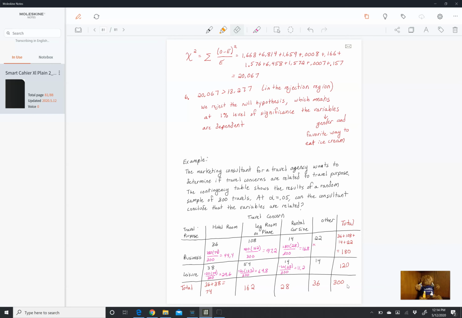Here, row total, 180. Column total, 36. Over 300. We get 21.6. Row total, 120. Column total, 36. Over 300. And we get 14.4. Those are our expected frequencies. Okay? Okay. Let's do our hypothesis test.